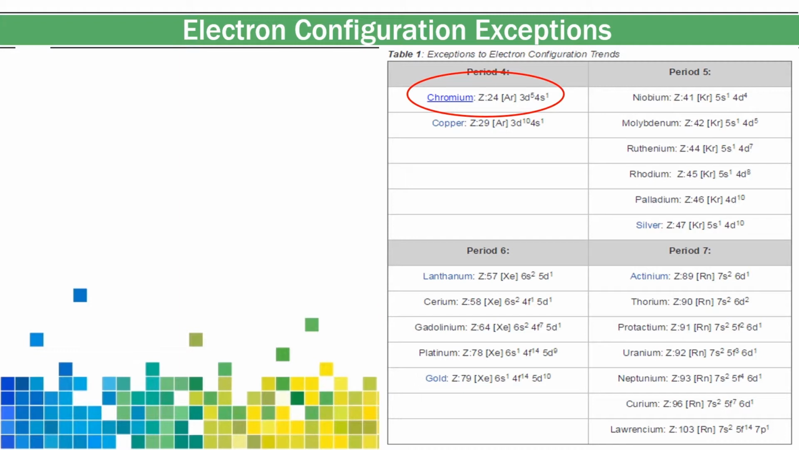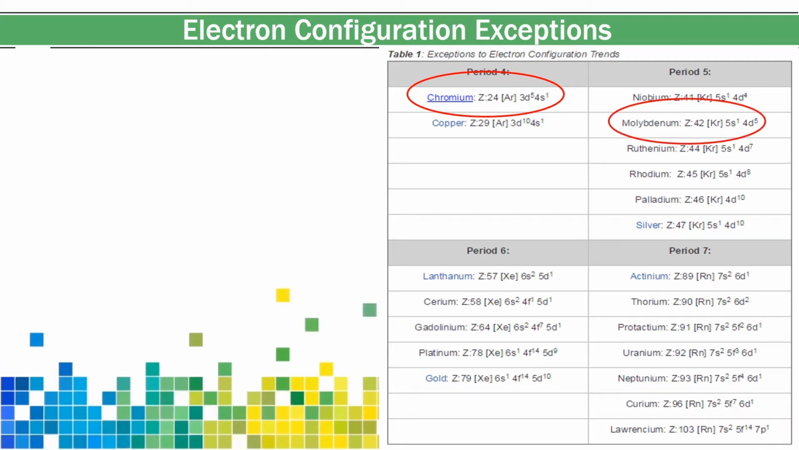Following our standard buildup rules, we would think that chromium would have the electron configuration of [Ar] 4s2 3d4, but it actually has the configuration of [Ar] 4s1 3d5. If we look closely at this configuration, we notice that the valence s and d orbitals are each half-filled. Sometimes half-filling the orbitals can minimize the negative charged electron repulsion between the electrons, thus lowering the overall energy of the atom. Such is the case for chromium.